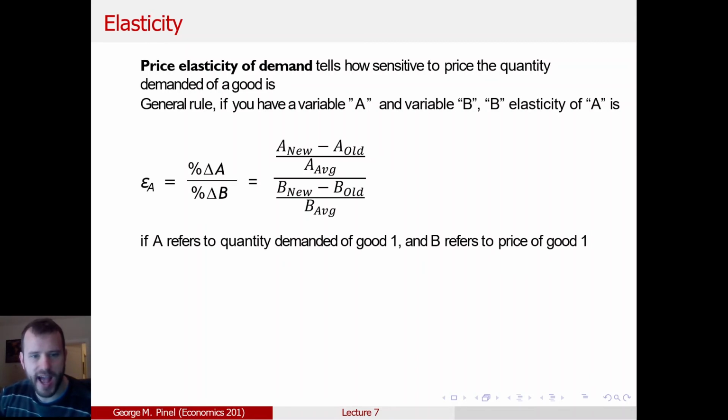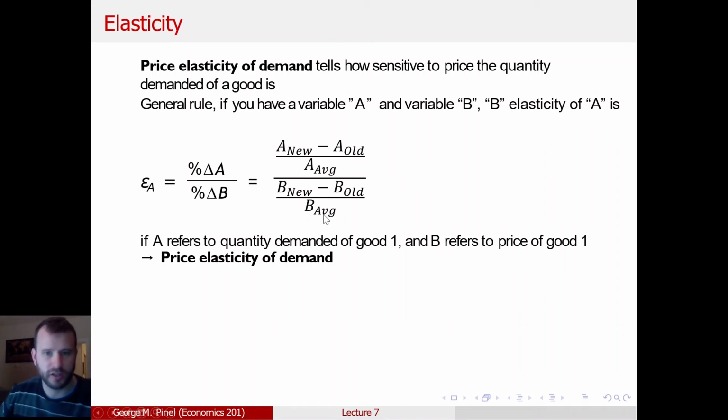So let's say A is the quantity demanded of good 1, and B is the price of good 1. Same good, you have your quantity demanded and price. I already gave you this one. It's the price elasticity of demand. The formula is Q new minus Q old over Q average, divided by P new minus P old over P average. So that's price elasticity of demand.